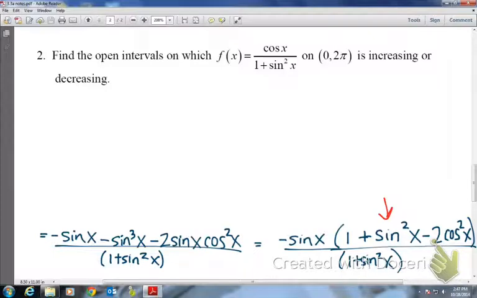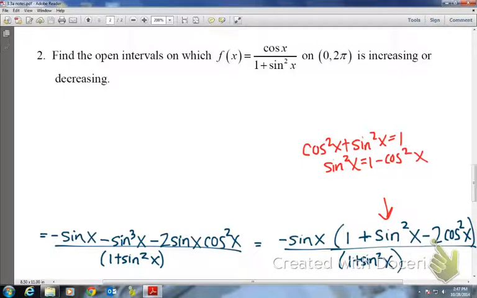So I'm going to use the Pythagorean identity that says cosine squared of x plus sine squared of x equals 1. Subtract cosine squared from both sides, so I get sine squared of x equals 1 minus cosine squared of x.